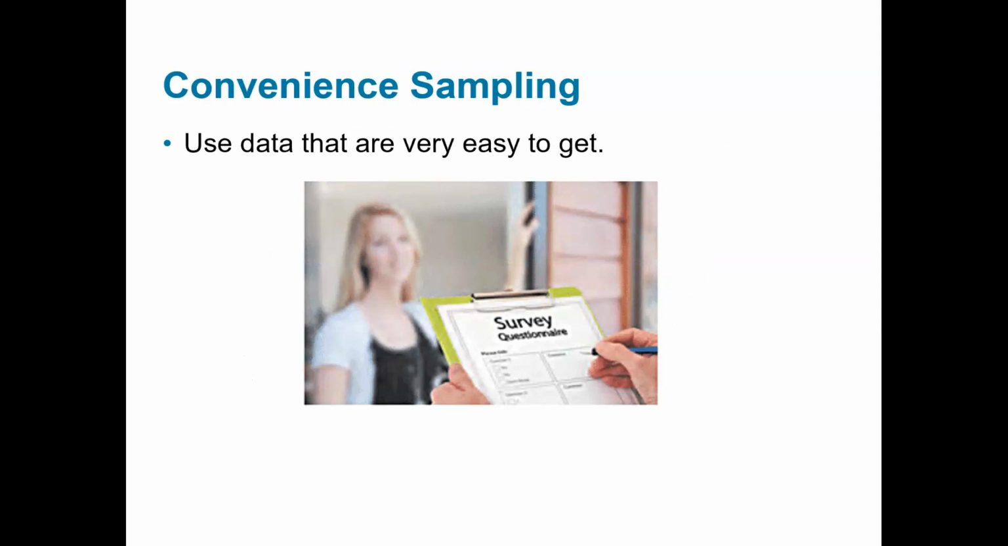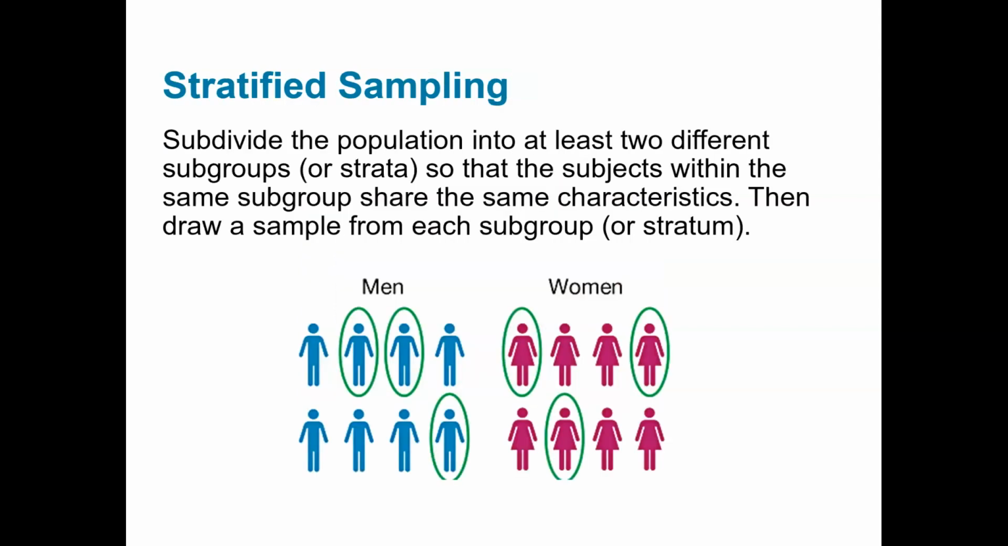Convenience, if you think about maybe asking the first 10 people that walk by you, standing outside of a grocery store and asking the first 10 people you see, or maybe on Facebook posting a question and whoever answers. Stratified is subgroups. So finding something that makes people similar or different and separating them to see what happens in the different strata or groups.